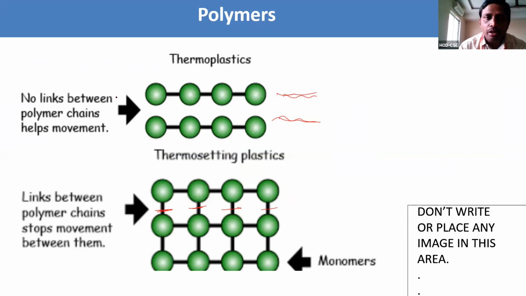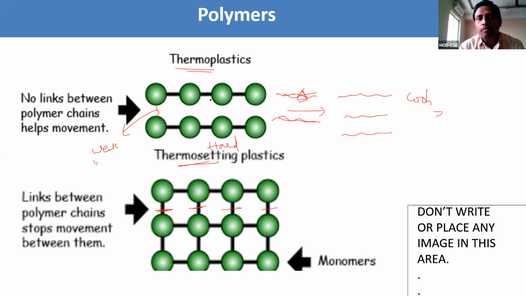Coming to thermoplastics and thermosetting plastics. In thermoplastics, the bond between the polymer chains is weak. Weak van der Waals forces are present between the polymer chains, so they easily break down on heating. This helps the easy movement of the polymer chains. Initially it was hard rubber. On heating, the bonds between these polymer chains are broken down, leading to easy movement of the polymer chains.